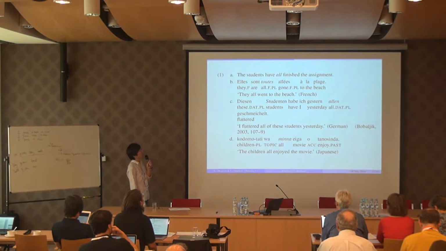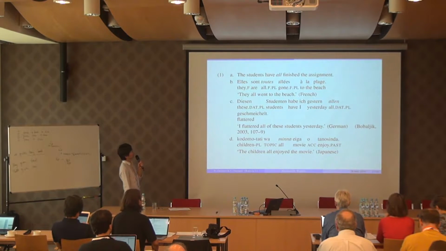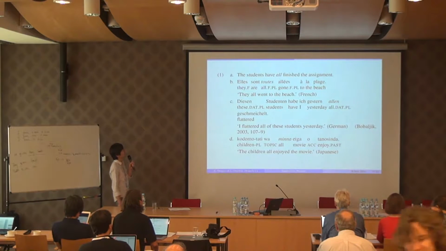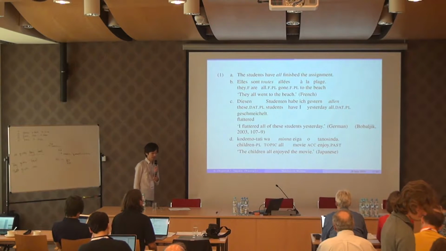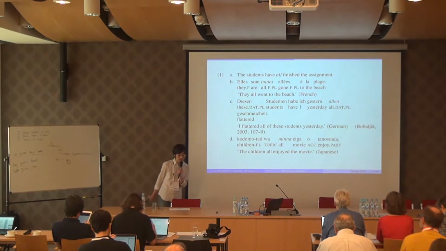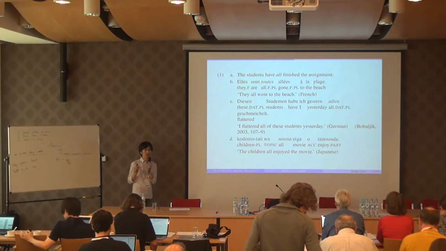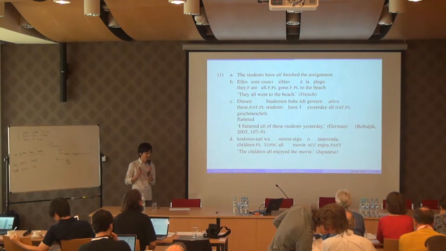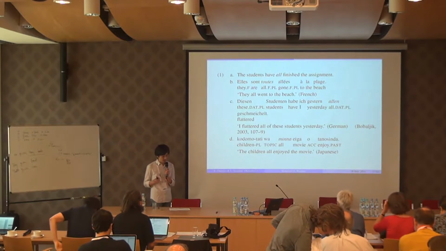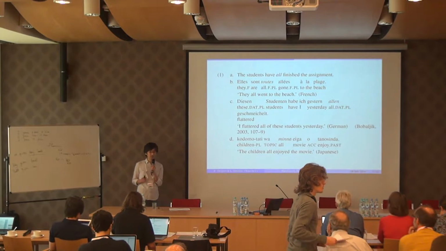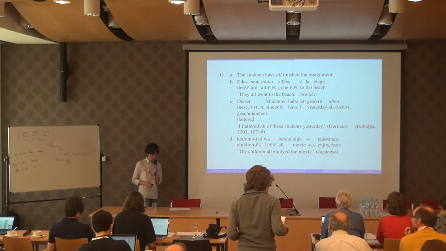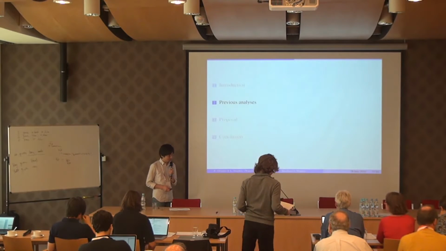Similar kinds of floating quantifiers can be observed in other languages like French in 1B, German in 1C, and Japanese in 1D. So the issue here is to identify the locations of those floating quantifiers in a phrase structure, and also how to relate those floating quantifiers semantically to the modified noun. Those are the issues we must resolve.